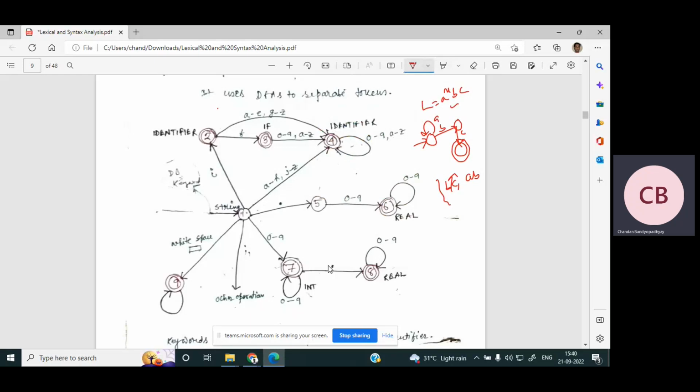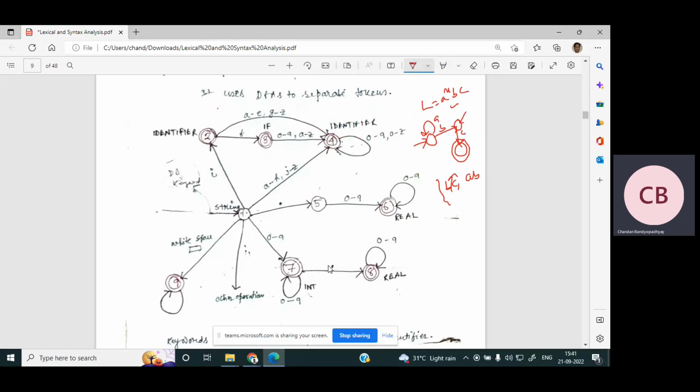If ab wants to become part of language L, then ab needs to be accepted by this finite state machine. But anyhow, it was not accepted. We were trapped in this state. So that is a problem.